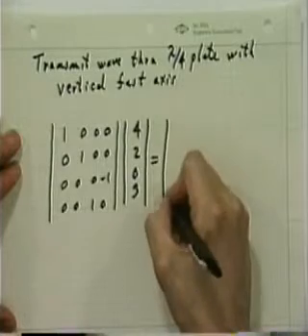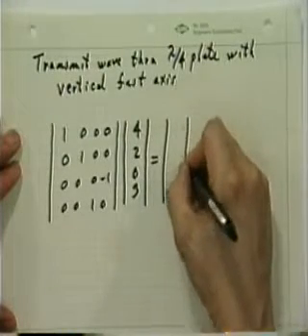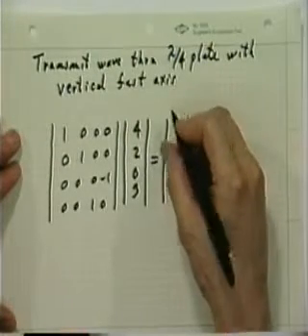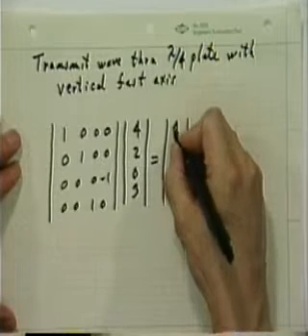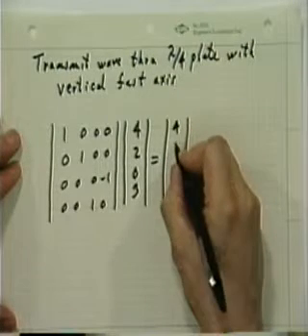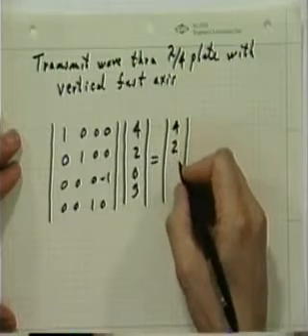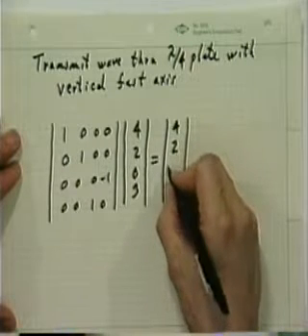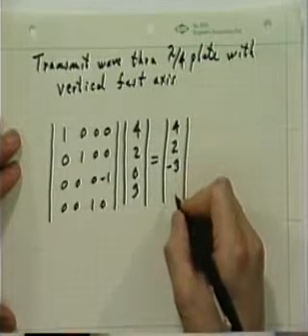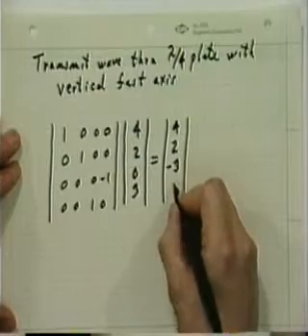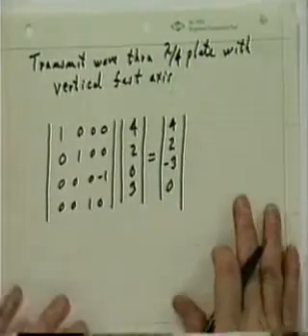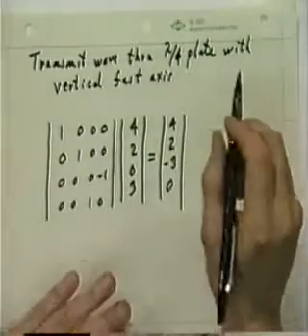And if we multiply that out, what's the first guy going to be equal to? Oh, that wasn't too hard. Second guy, 2. Oh, that wasn't too hard either. Third guy, minus 3. Yeah, that wasn't too hard. Fourth guy, that wasn't hard at all. Okay. So, what has happened here?